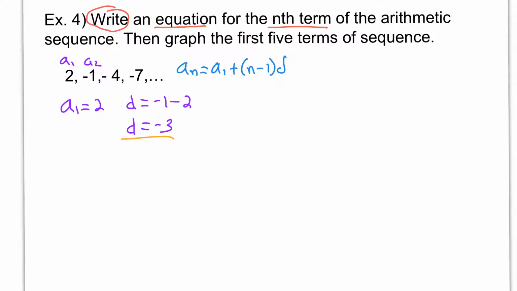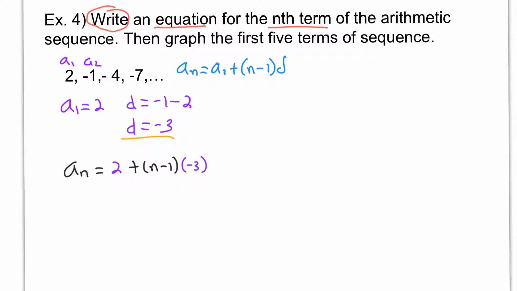So when I substitute the first term and my common difference, I'm going to have a sub n equals a sub 1, which is 2, plus n minus 1, and my common difference is -3. Now notice I'm going to put my -3 in parentheses because you guys need to understand that you are multiplying all of this, n minus 1, times the -3. So you're multiplying these two. If I don't have parentheses, sometimes students think this is a minus, you're subtracting 3. You're not subtracting, you're multiplying.